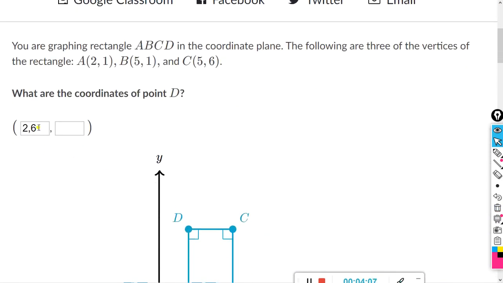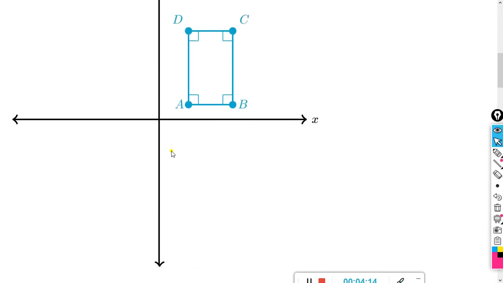Whoops. I put them both in the same box by accident. The first box is for the X. The second box is for the Y.